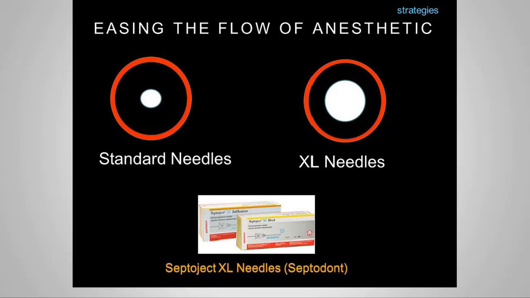The next consideration you need to think about is how the flow of the anesthetic relates to an injection. We talked about the injection rate needing to be slow. It's interesting because you can see standard needle design here on the left. It has a specific borehole size for that flow, and what we found is that by enlarging the borehole, as in the right example, the flow of the injection can be made easier and, of course, with less pressure.